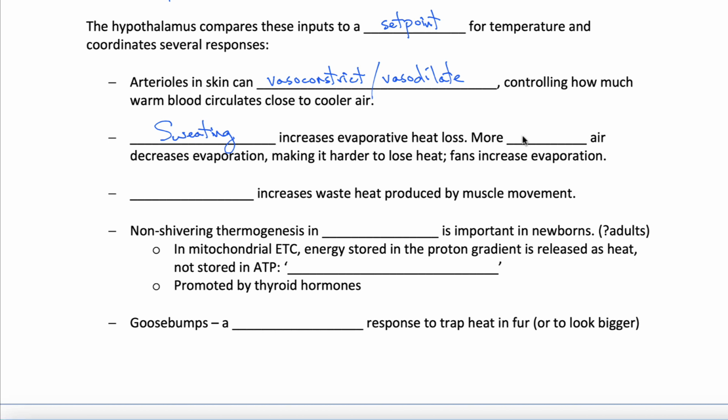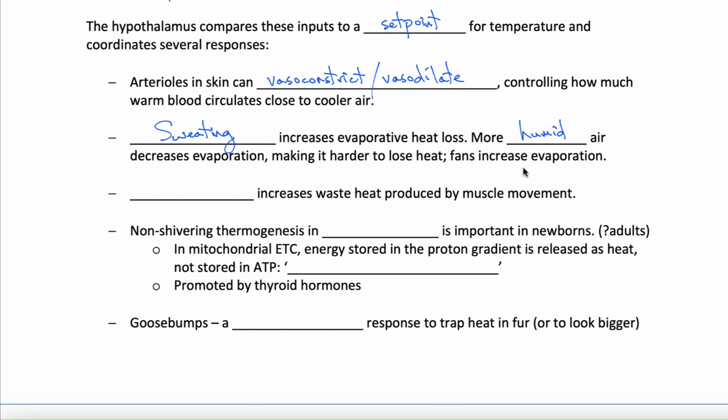Now, more humid air is air that already contains a lot of water vapor, and it doesn't accept more water vapor very readily. More humid air decreases evaporation, and that makes it harder to lose heat by evaporating sweat. And that is why it can feel much more uncomfortable in a hot, humid environment than a hot, dry environment. Because in a hot, dry environment, we can still lose heat by sweating. In a hot, humid environment, we are much more limited in what we can do in that way.